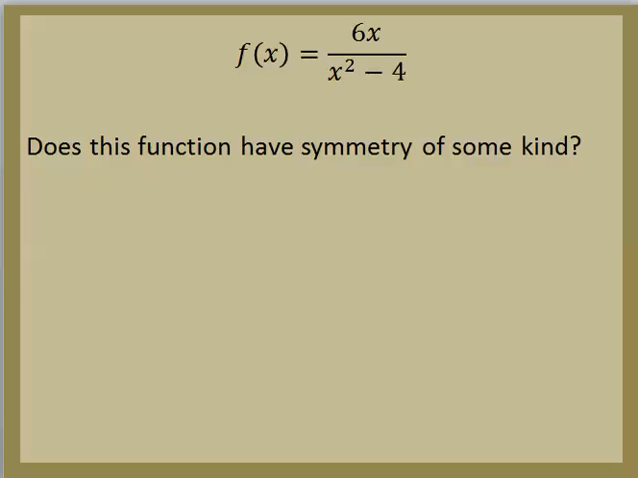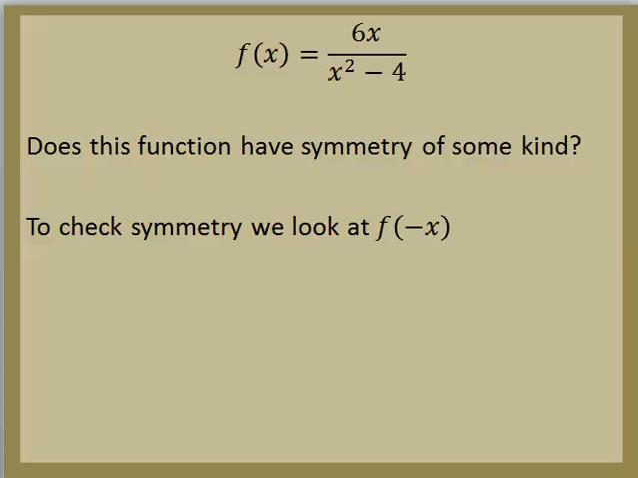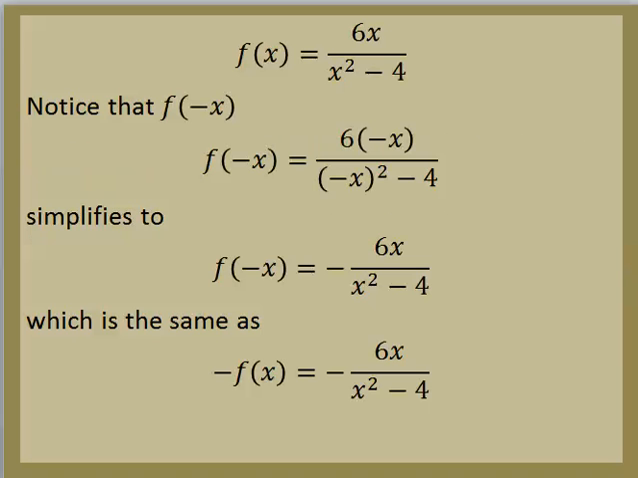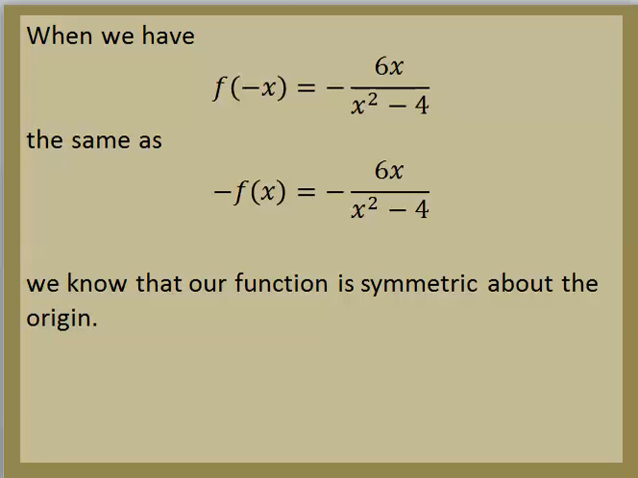The first question we ask is, does the function have symmetry of some kind? To check symmetry, we look at f of negative x. Notice that f of negative x simplifies to negative f of x. When f of negative x equals negative f of x, we know that our function is symmetric about the origin.